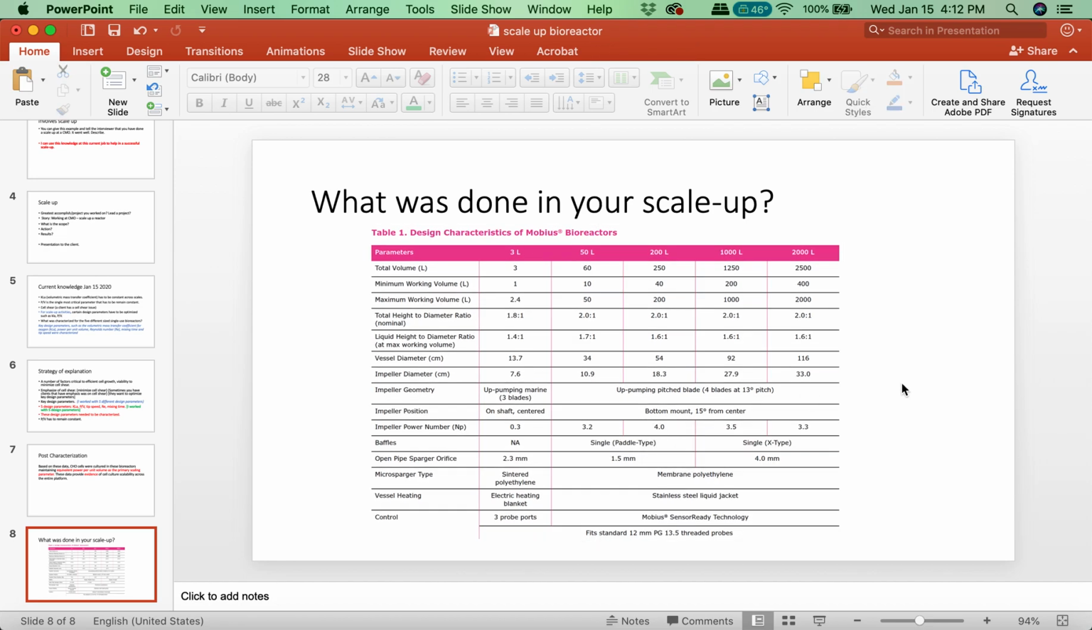Total volume from 350, 200,000 to 2000. Total volume, minimum working volume. So the design characteristics were total height to diameter ratio 2.0 to 1. Liquid height to diameter ratio is 1.6 to 1. Vessel diameter is 116 centimeters for 2000. 45 inches.